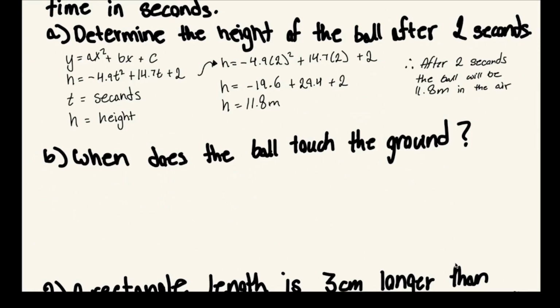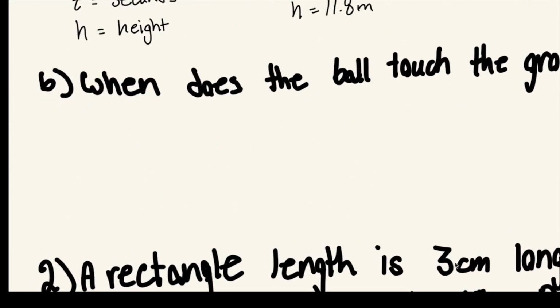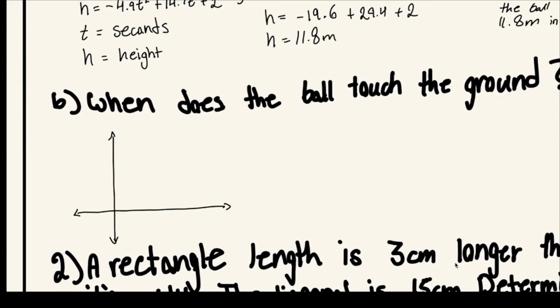For the next part, it's asking, when does the ball touch the ground? So think about it, if I were to draw a diagram, this is, for example, your axis. Because remember, this is quadratic after all. They're giving us a quadratic equation, and we have to use it to figure out when the ball touches the ground.